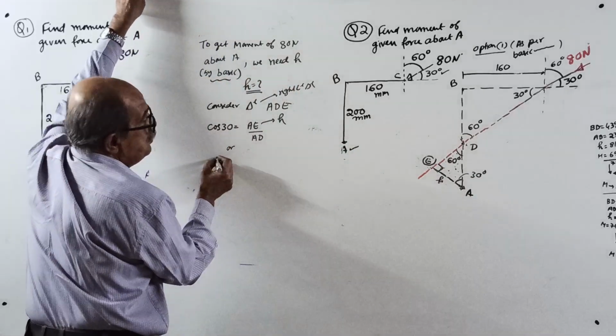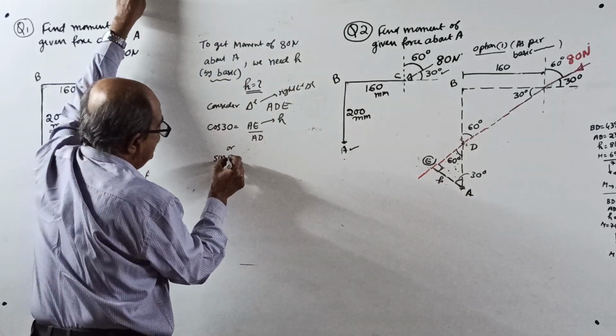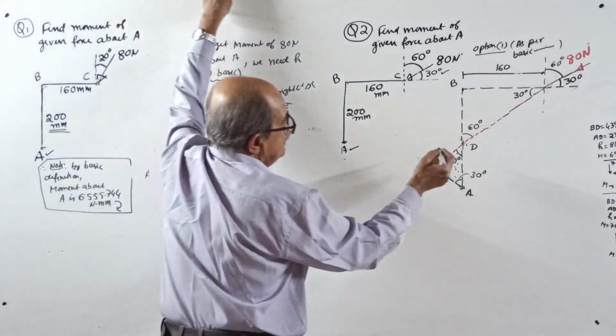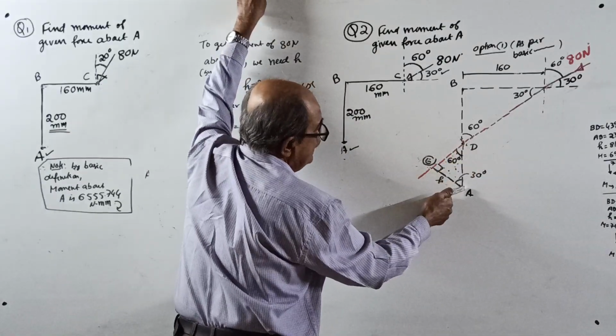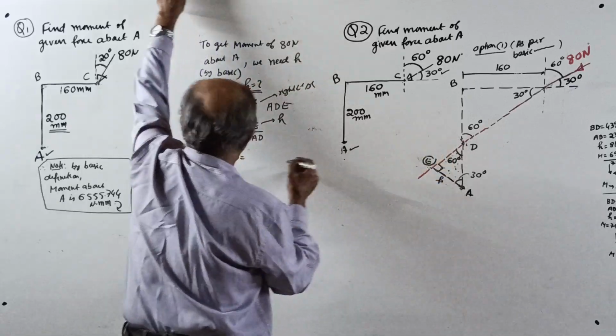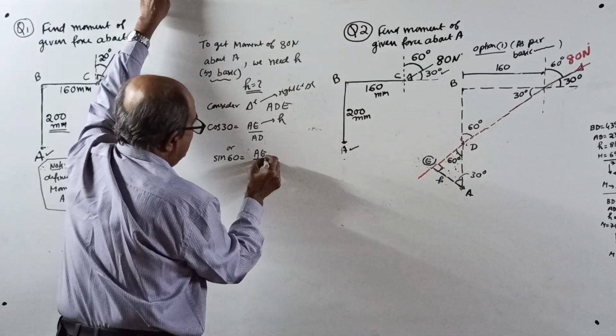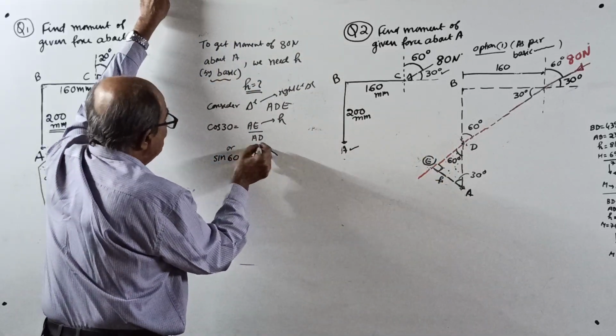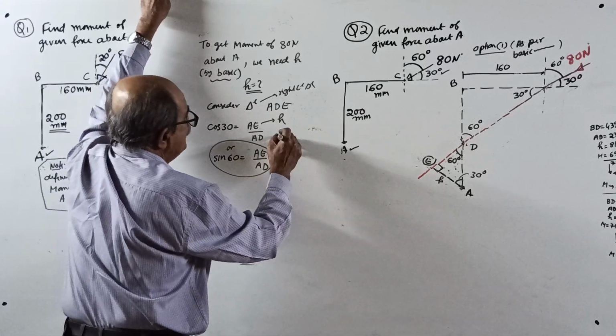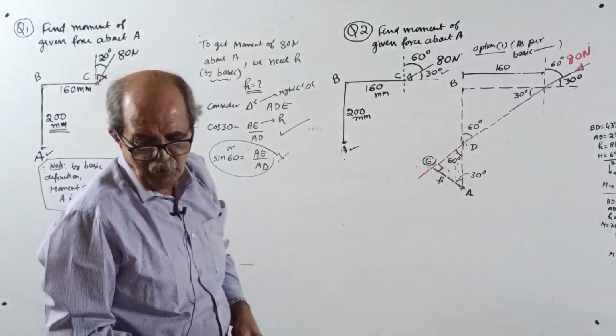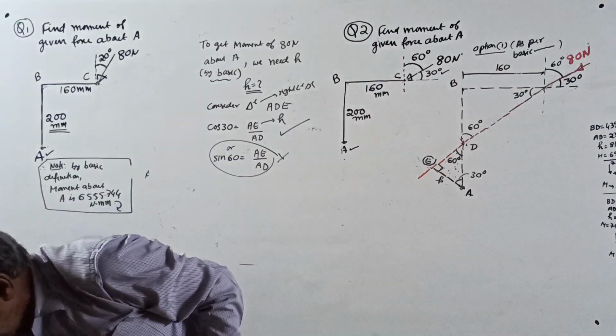Or if you use sin 60 instead of cos 30, it is once again AE divided by AD. Any one will do, both are the same. Sin 30 equals cos 60, people know it.